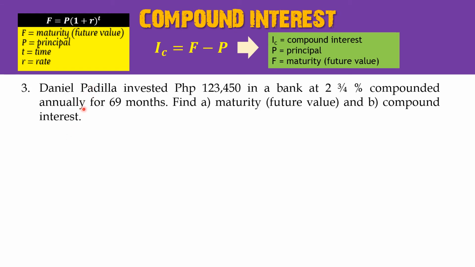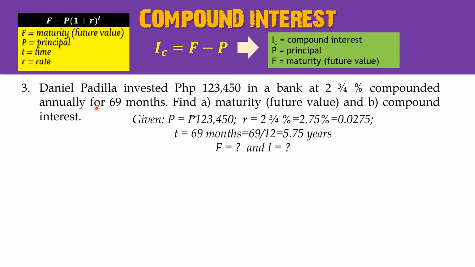Third problem. Daniel Padilla invested 123,450 pesos in a bank at 2 3/4% compounded annually for 69 months. Find maturity or future value and compound interest. Yun ang hinahanap sa problem. So, present ulit natin ang given. So, the principal value is 123,450 pesos. The rate, 2 3/4%, that is 2.75%, since 3/4 is equal to 0.75.